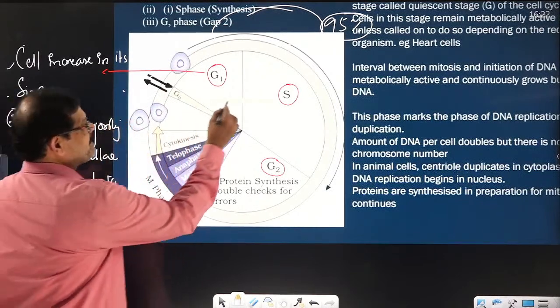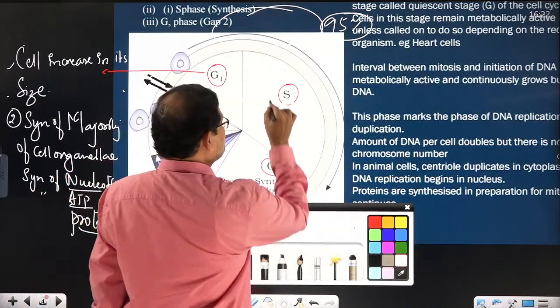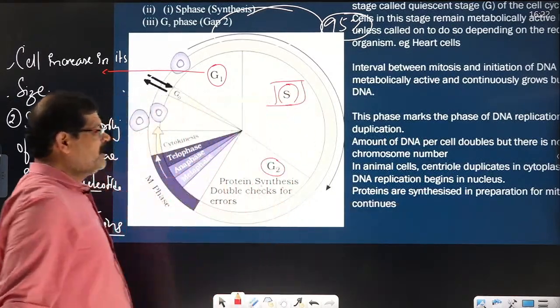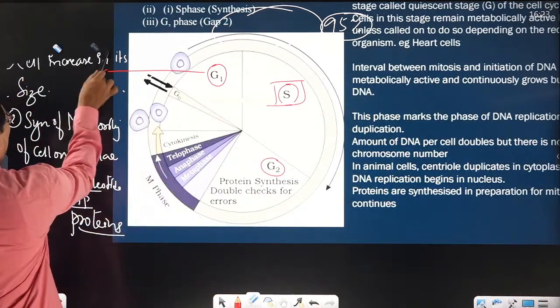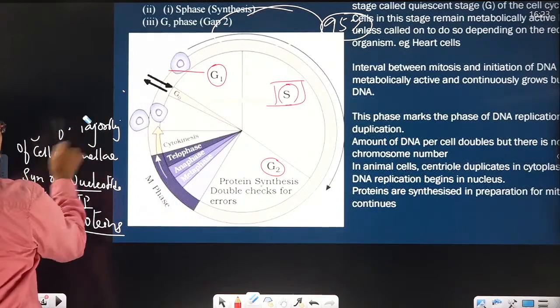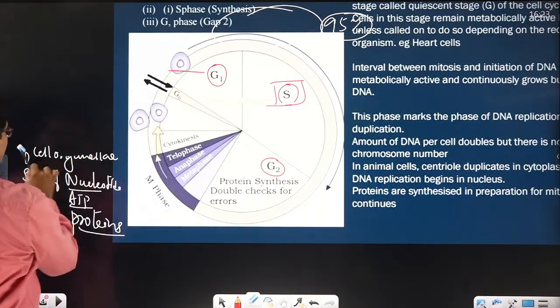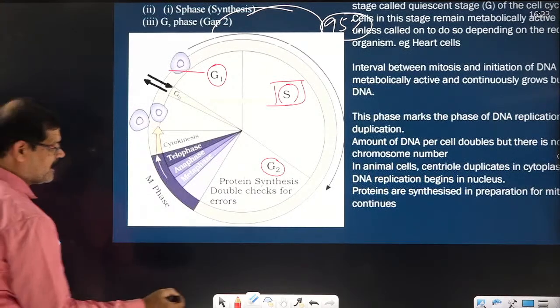After the G1 phase, the next stage is called the S phase. What is meant by the S phase? The S phase is called the synthesis phase. In the synthesis phase, what happens? That we are going to watch. It can be seen in a prokaryotic cell or in a eukaryotic cell. Two kinds of cells are there.